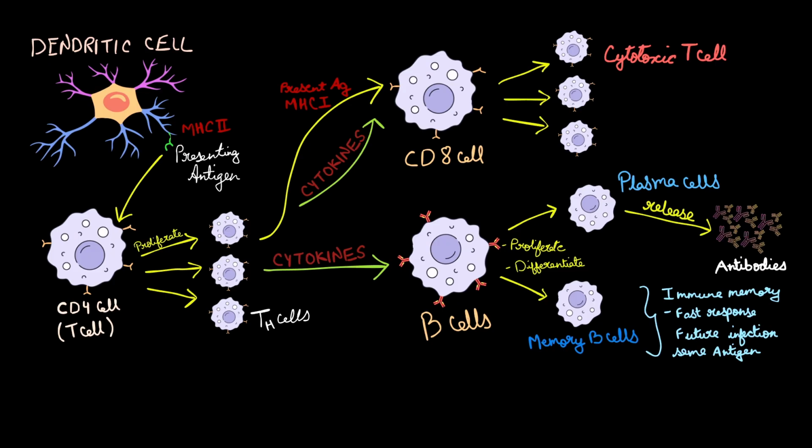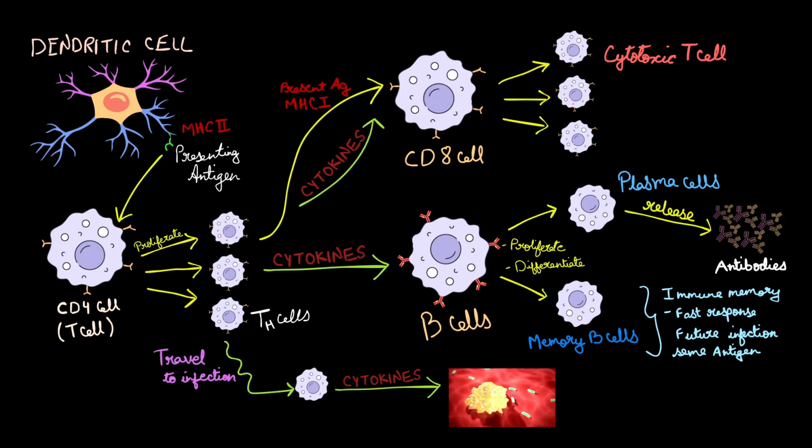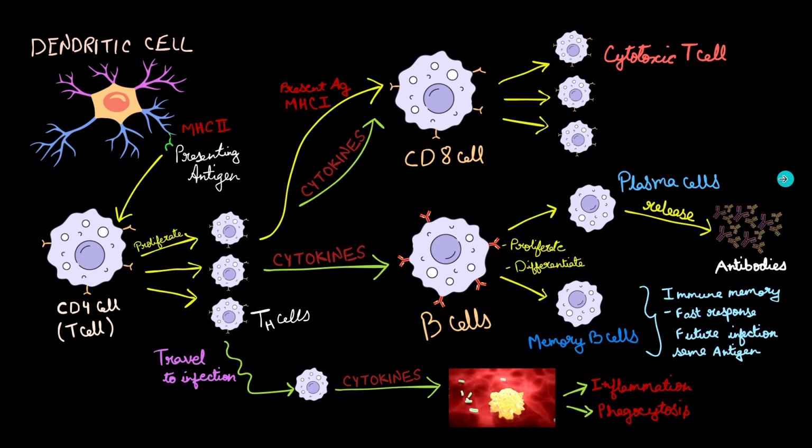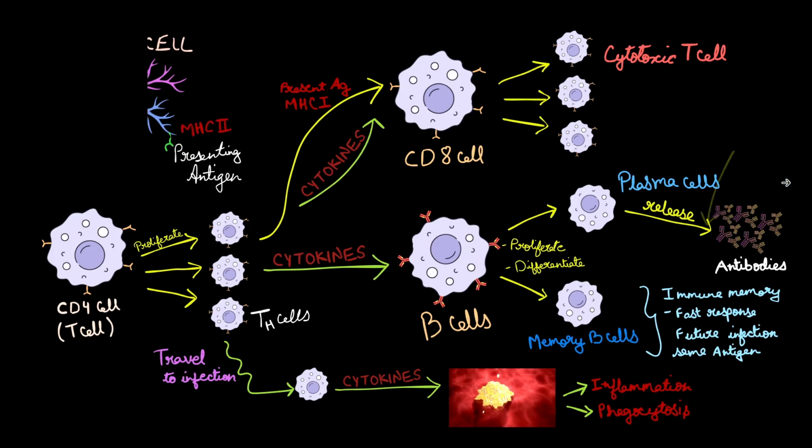The T helper cells also travel to areas of infection and secrete cytokines that help to recruit monocytes and macrophages to the infected tissue and activate the macrophages to continue inflammation and start the process of phagocytosis. Now, let's focus on B cells.